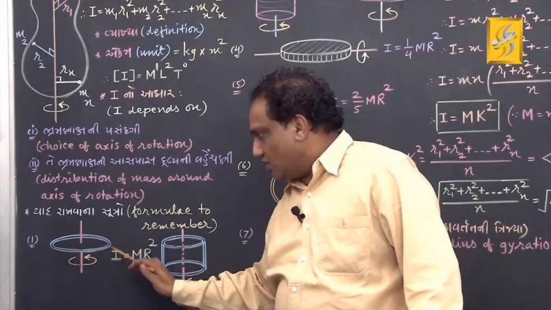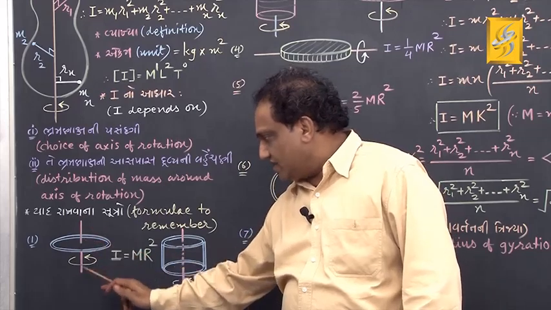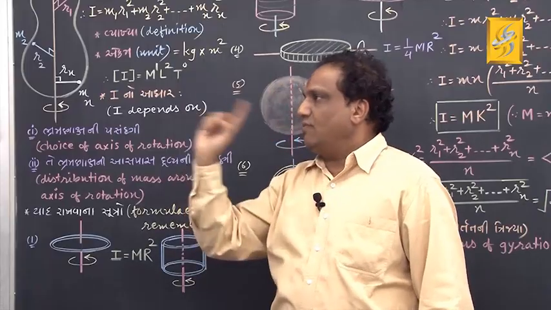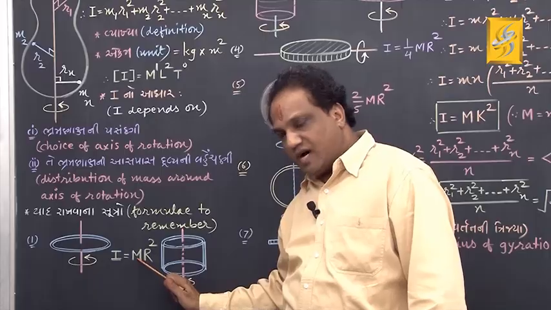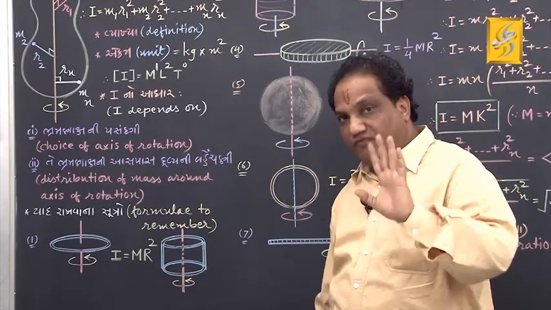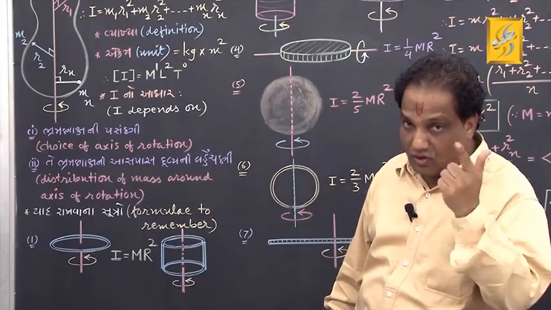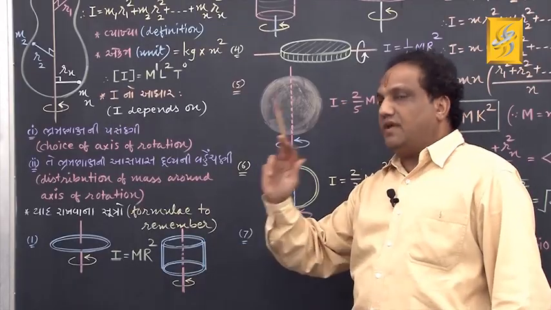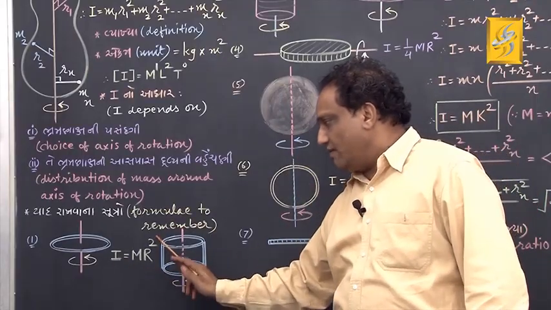Here is a thin circular ring, an extremely thin circular ring. When it rotates about an axis perpendicular to its plane and passing through its center, its moment of inertia is I equals mr square, where m is mass, r is radius. This formula is equally applicable for an extremely thin hollow cylinder, where it rotates about its geometrical axis. At that time, its moment of inertia is also given by the same formula, I equals mr square.